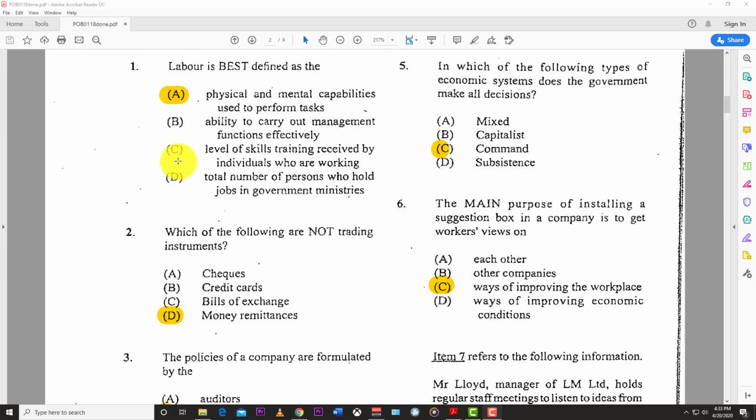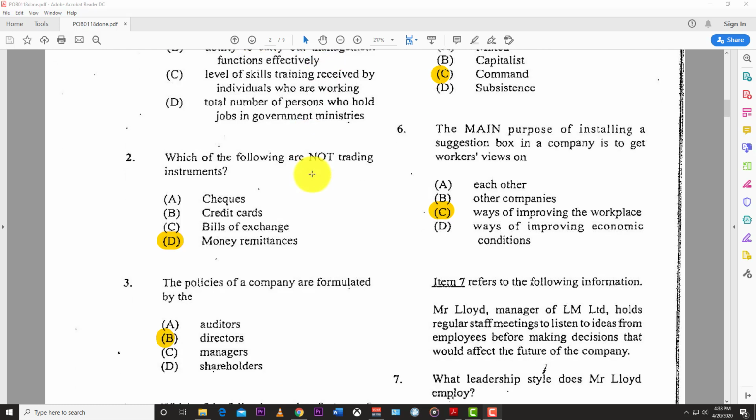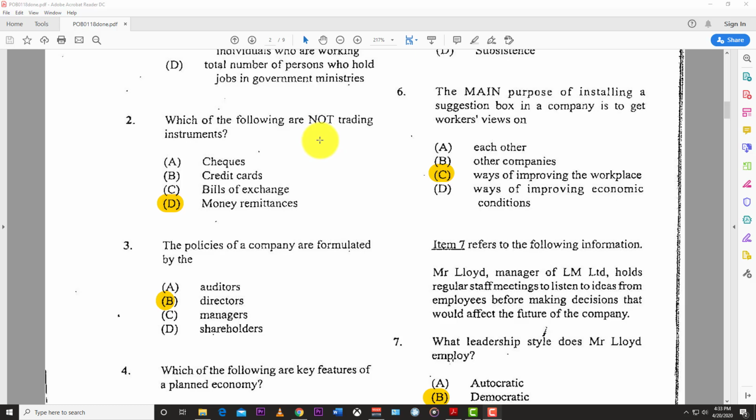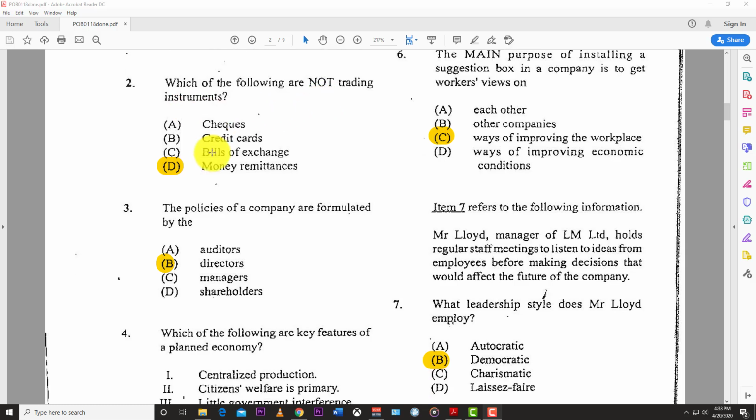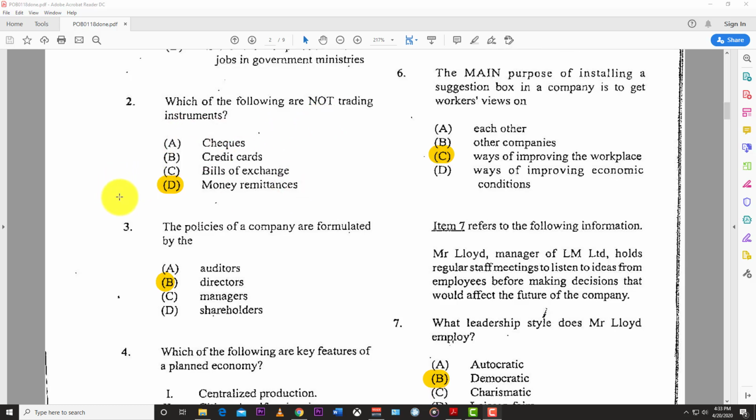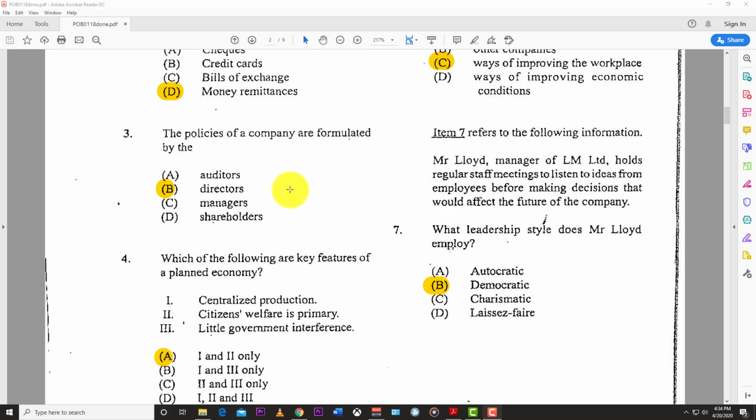Number 1, labor is best defined as A, physical and mental capabilities used to perform tasks. Number 2, which of the following are not trading instruments, what you can buy stuff with? And the best answer here is D, remittances. That's the money that you send back from overseas when you move from one country to the next.